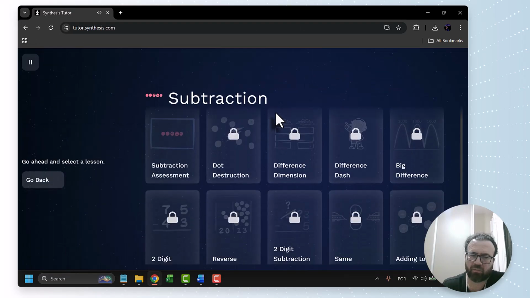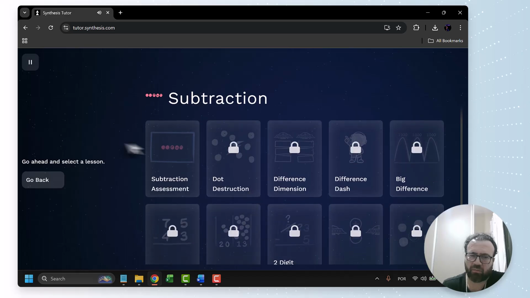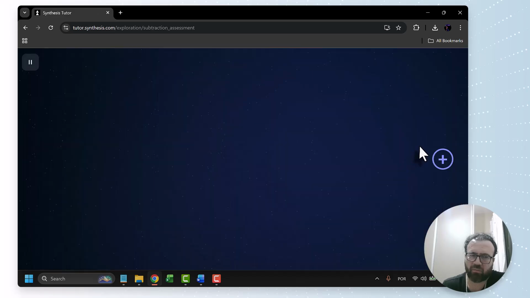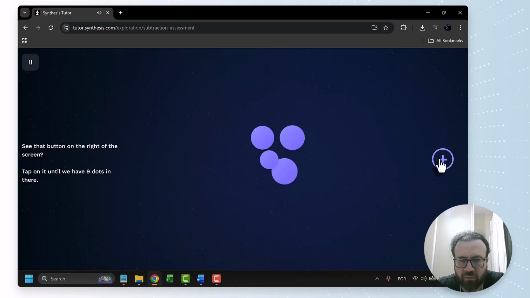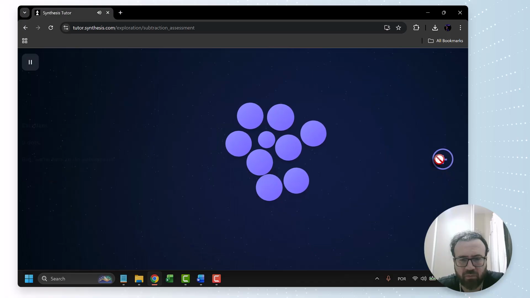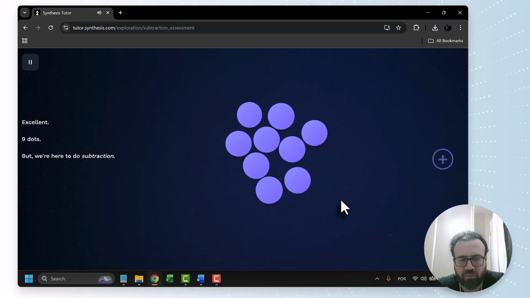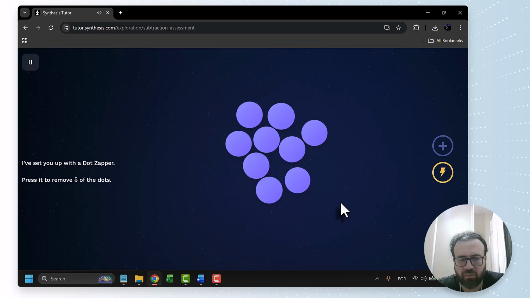Go ahead and select a lesson. See that button on the right of the screen? Tap on it until we have 9 dots in there. Almost there. Excellent. 9 dots. But we're here to do subtraction. I've set you up with a dot zapper. Press it to remove 5 of the dots.